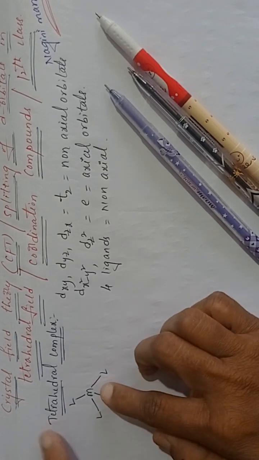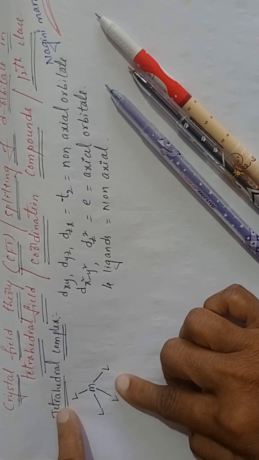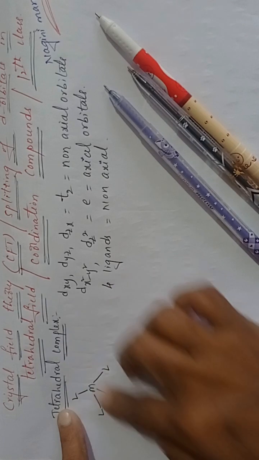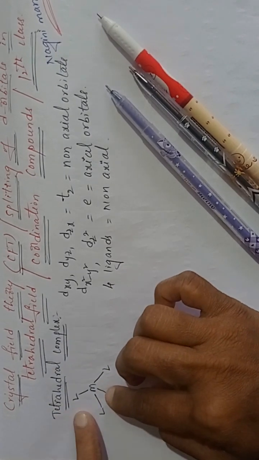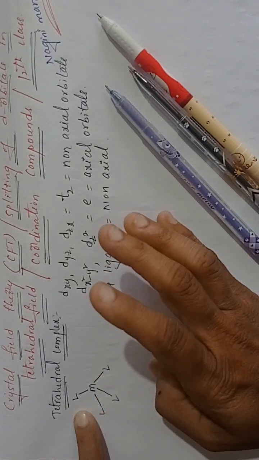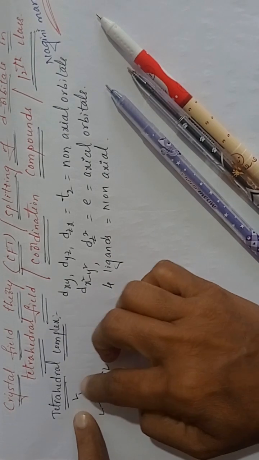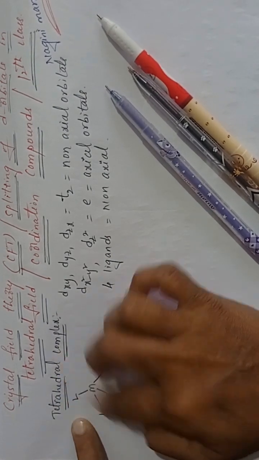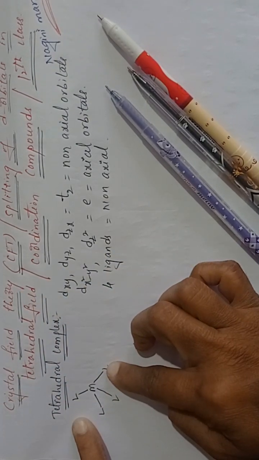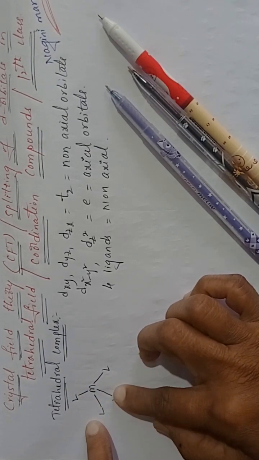Now observe, students, these 4 ligands are not present along the Cartesian axis. Cartesian axis means x axis, y axis, z axis. They are present in between the Cartesian axis. This is x axis, this is y axis, this is z axis. That means only in between the Cartesian axis these ligands are occupied, so these ligands are called non-axial.